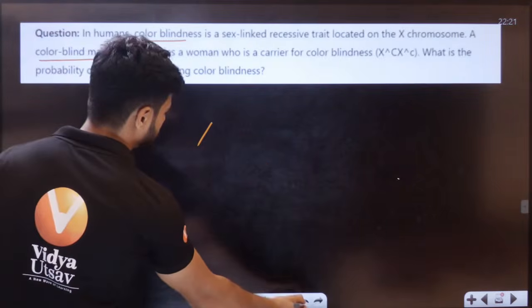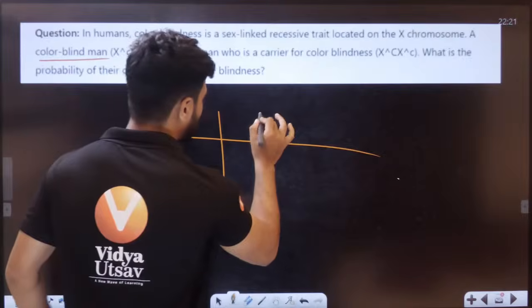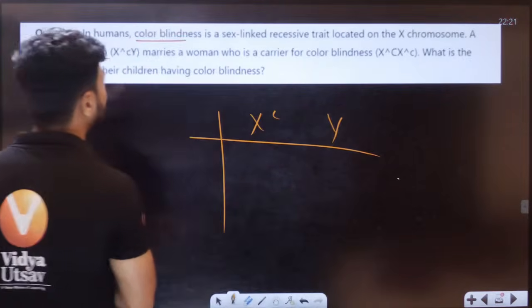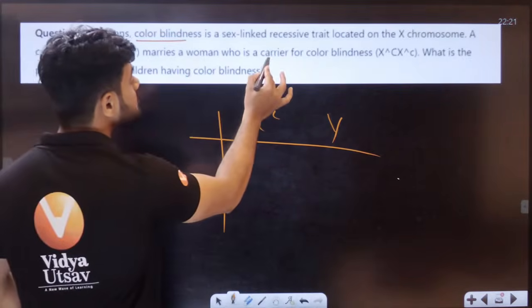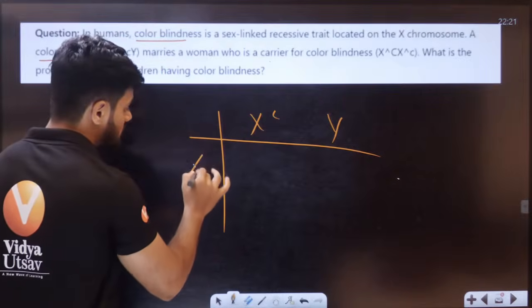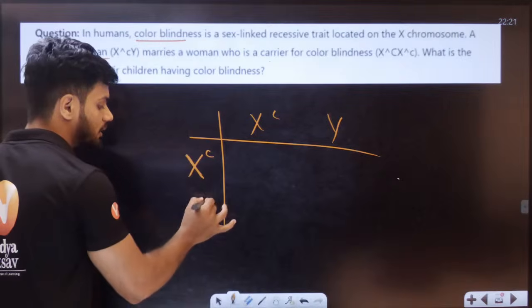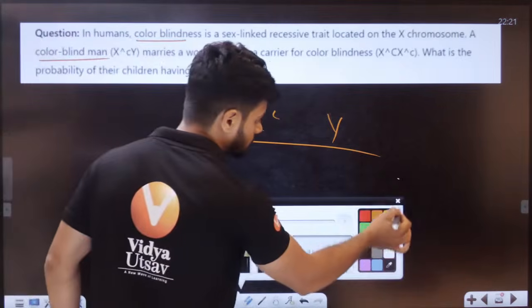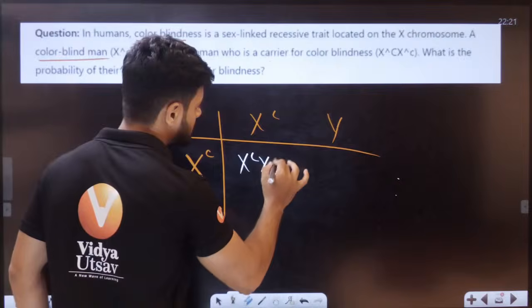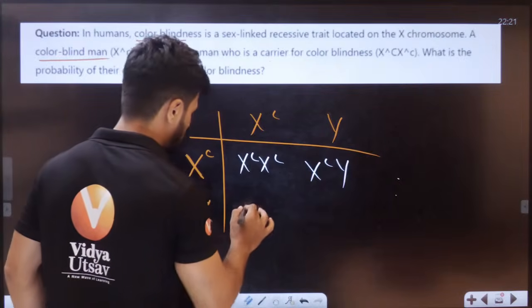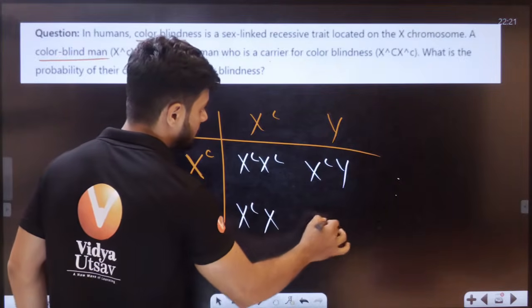I'll do the cross directly, students. XCY, a colorblind man, marries a woman who is a carrier for colorblindness. She's a carrier, so only one X will carry C, and one will be normal here. Let's do a cross. XCXC, XCY, XCX, and XY.